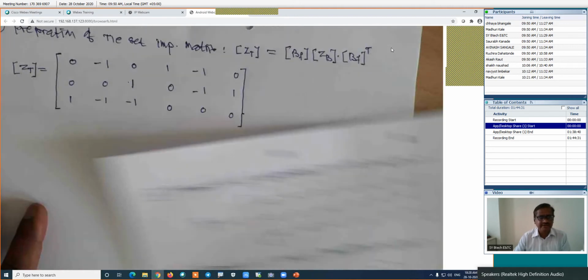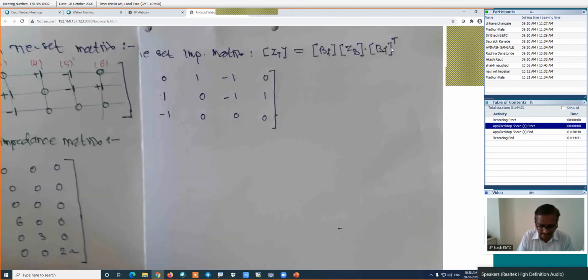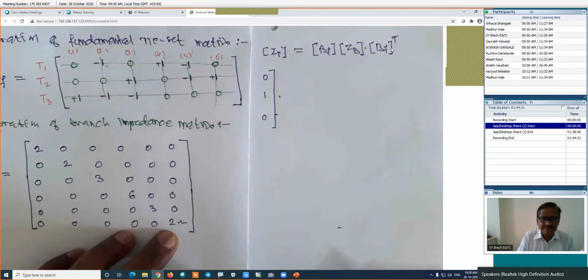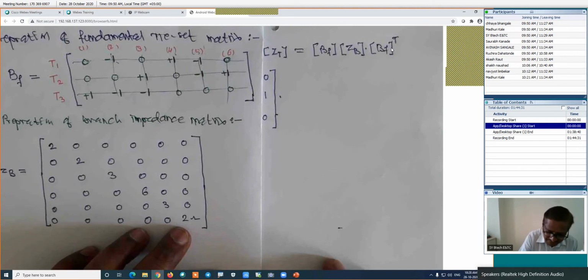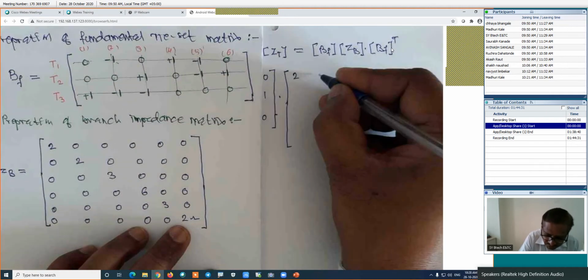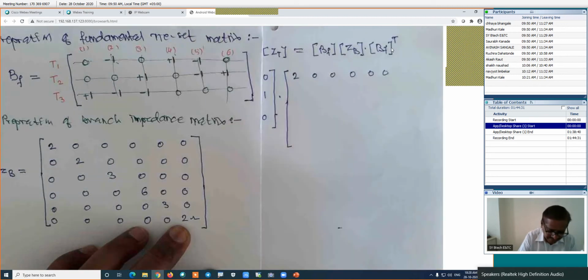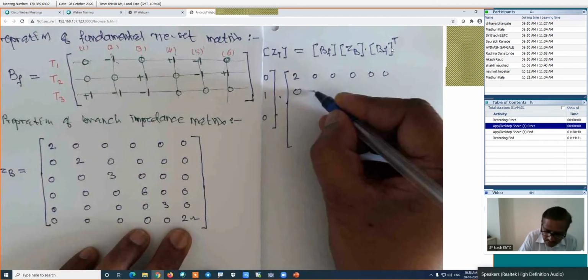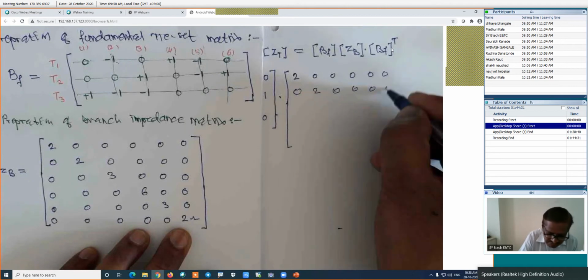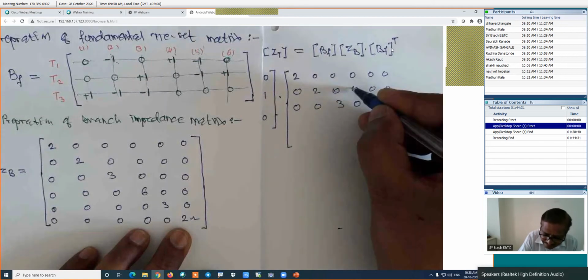I will be here to give you the things in the proper way. Look at here. This is ZB into this ZB. I will put the matrix here. This is 2, 1, 2, 3. This is 4, 5, 6. Is it right? Then 0, 2, 1, 2, 3, 4. This is 0, 0, 3. Then 0, 0, 0.